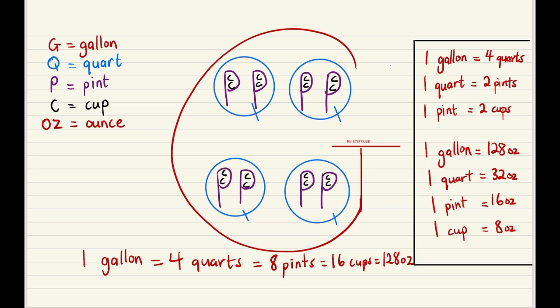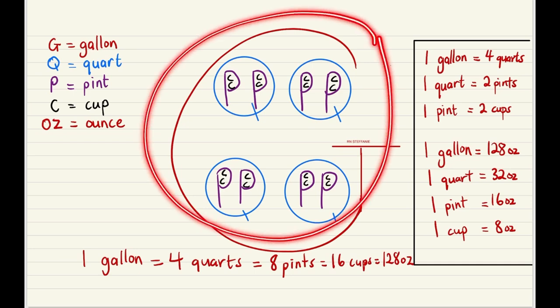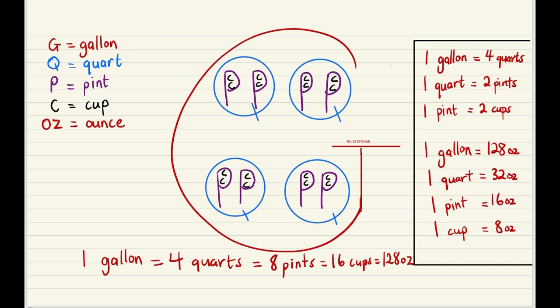So before I start, I just want you to know that the G in this video, the big G, represents gallon, the Q represents quarts, P represents pint, C represents cup, and the OZ represents ounce. So there's a Q, there's a P, there's C, and so on. I've made a few points on each side, and I'm going to explain how both of them work, and I hope by the end of this video you're able to answer any questions on conversions between gallons, quarts, pints, cups, and ounces.